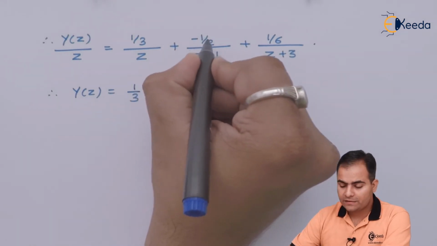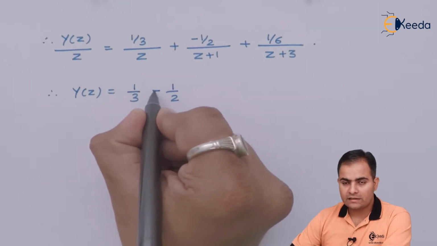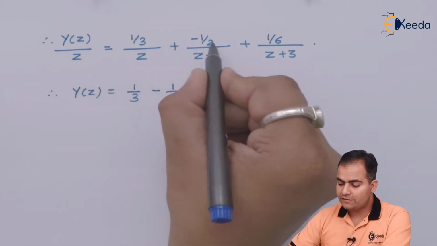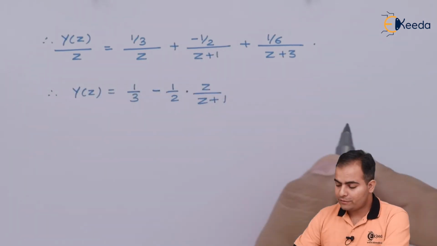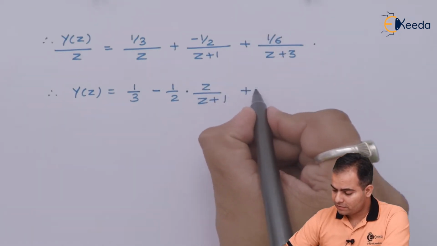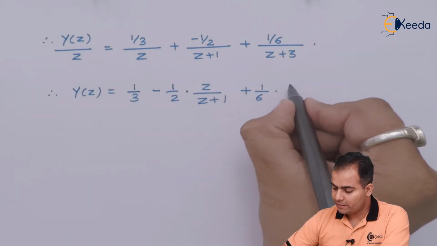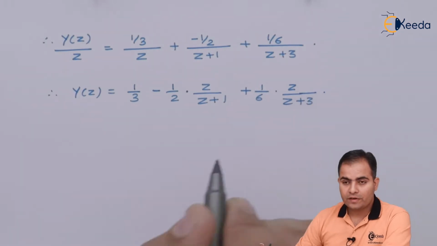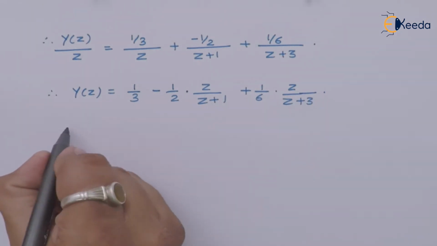Now this minus half is a constant, so I will write minus half first. This minus sign comes because plus into minus is minus, and this z is shifted over here, so you can write half into z upon z plus 1. Again this 1 by 6 is a constant, so I will write it first, and then this z is shifted over here, so I can write z upon z plus 3. And now I can apply inverse z transform on both the sides.